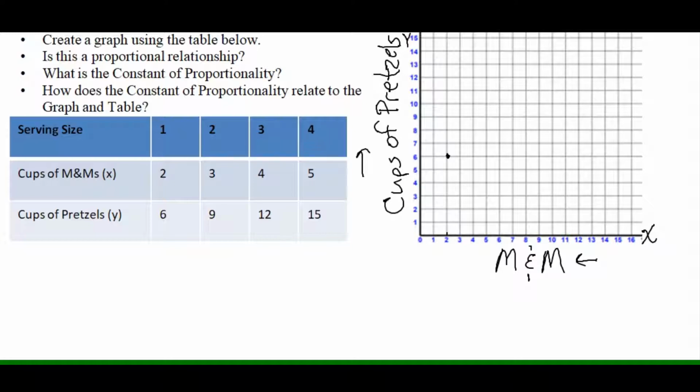Then we have to go over 3, up 9, over 4, up 12, and the last point is over 5, up 15. Now I'm going to draw my line. I'm going to add some more points, which will be 1, 3, and 0, 0. Now I'll draw my line.